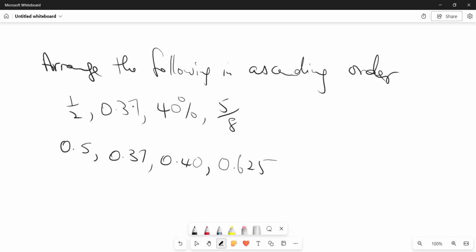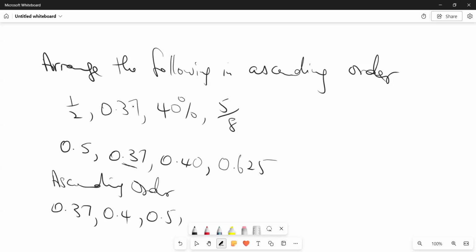And the numbers are in ascending order here, right? No, sir, that's wrong. So ascending order, this is the smallest, 0.37. Then you'll probably go with 0.4, then 0.5, and then 0.625. So that's one approach. You can change all to decimals, which is the easiest thing, especially if you have a calculator in your hand.